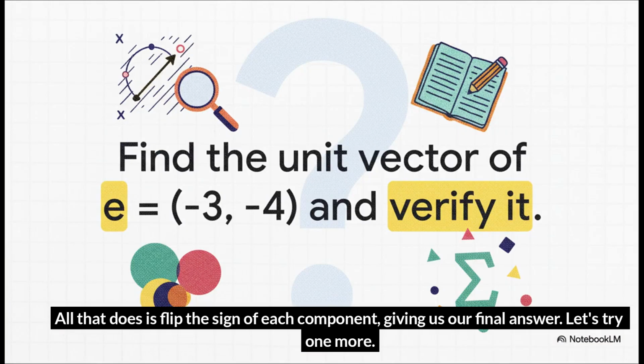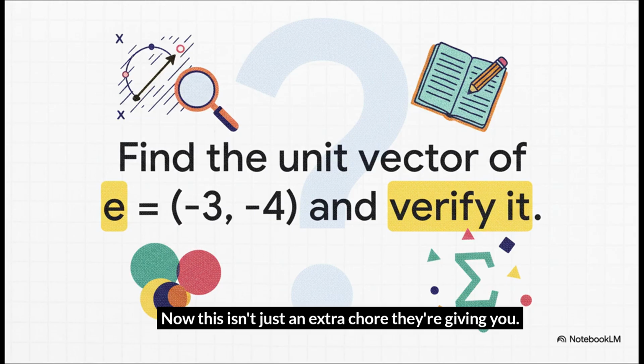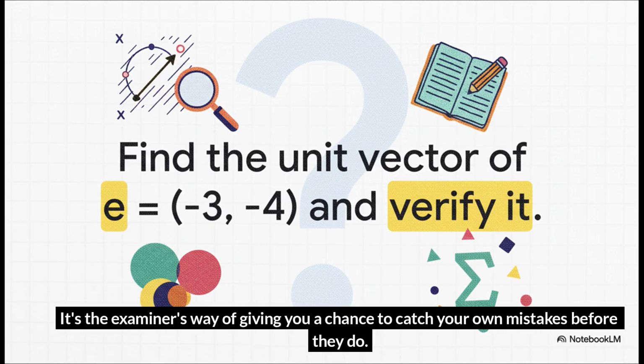Let's try one more. Find the unit vector for e equals -3, -4. But look at that second part of the question and verify it. Now, this isn't just an extra chore they're giving you. It's the examiner's way of giving you a chance to catch your own mistakes before they do.